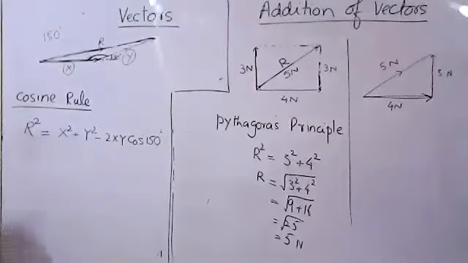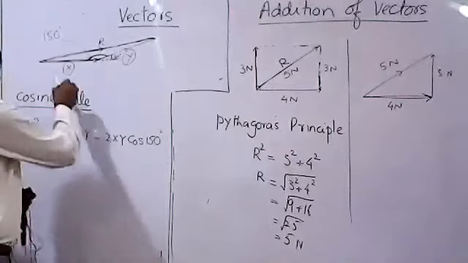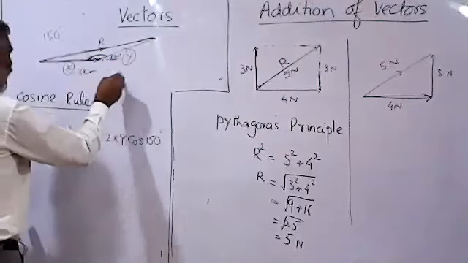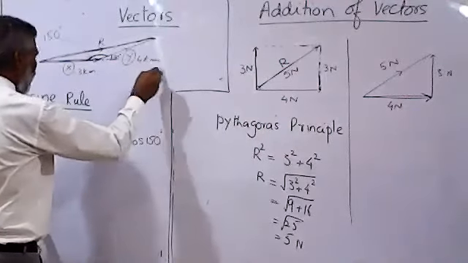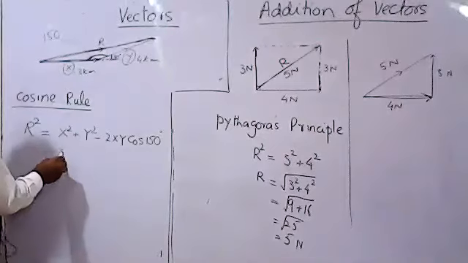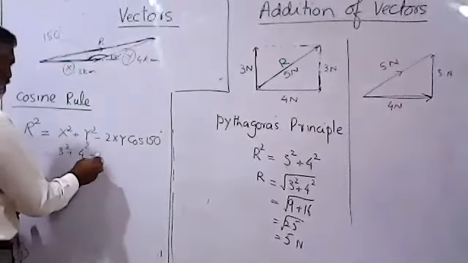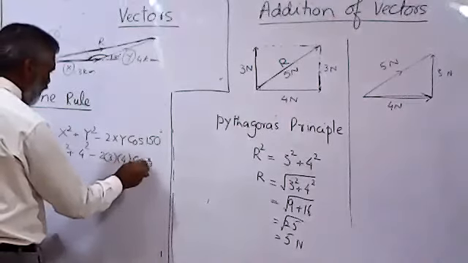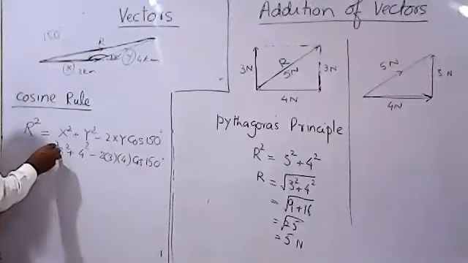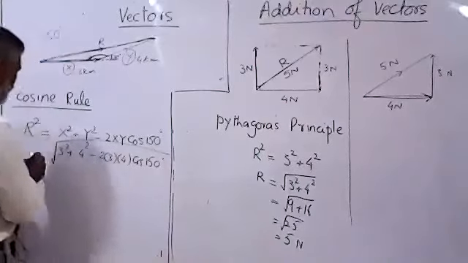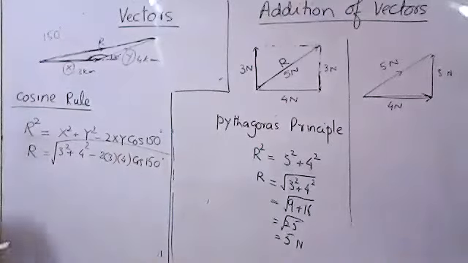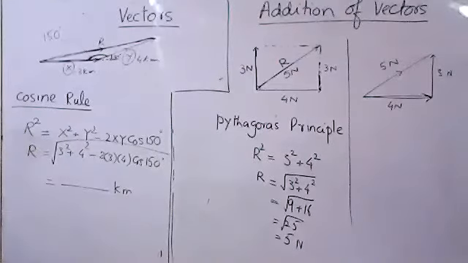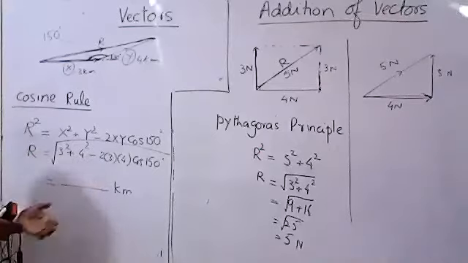So this is the cosine rule, and we use this rule to calculate the resultant. In this case, if this is 3 kilometers and this is 4 kilometers, we put these values here: 3 squared plus 4 squared minus 2 into 3 into 4 cos of 150 degrees, all taken under root. This gives us the resultant, and this will be in kilometers. So our resultant can be calculated using this formula, and this is the cosine rule.